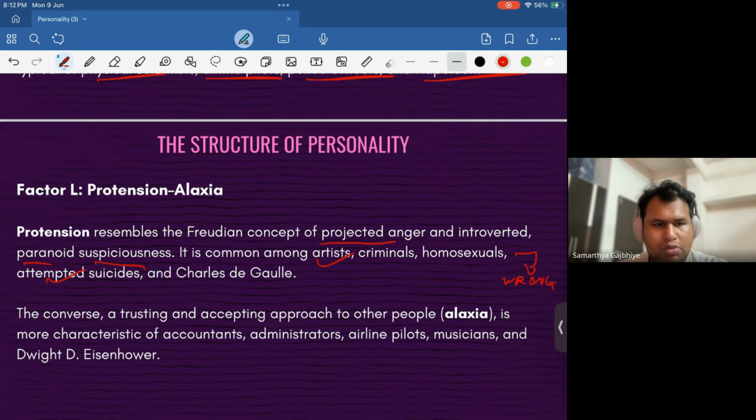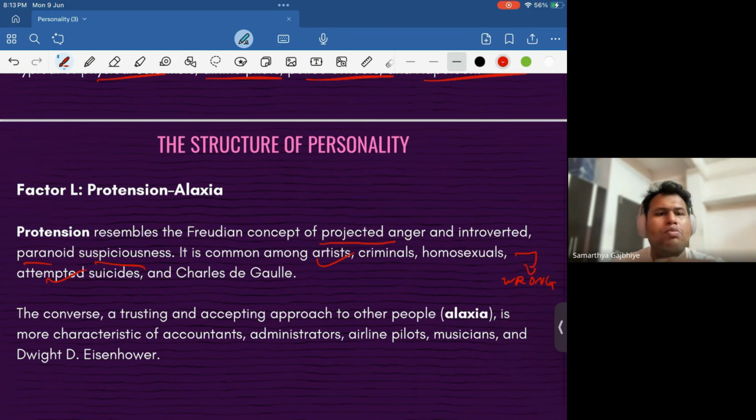Now what does this mean, I will explain. I am afraid that you are going to plot against me and get me fired. Right? I believe that you are angry at me, in fact, when I am angry with you. So this common occurrence is known as protension. Alaxia is a trusting and accepting approach. I trust you, I'm not suspicious of you, I don't think you are angry at me. So that is alaxia.